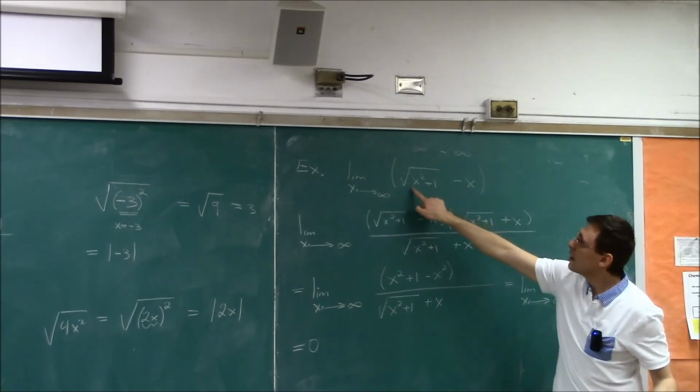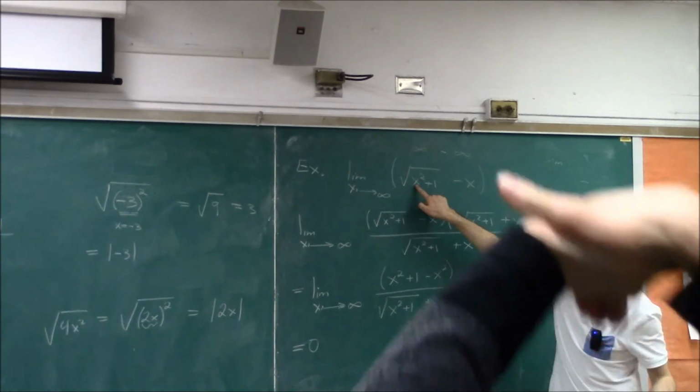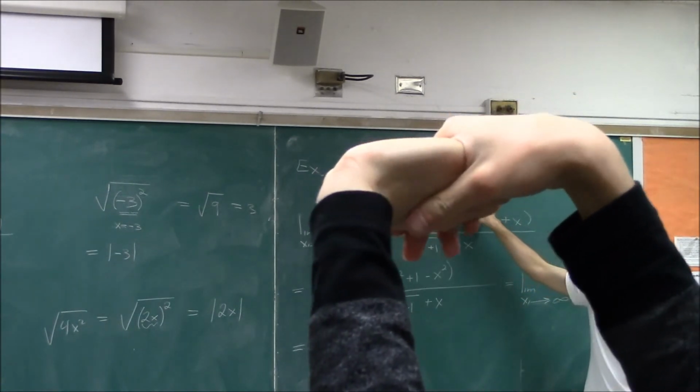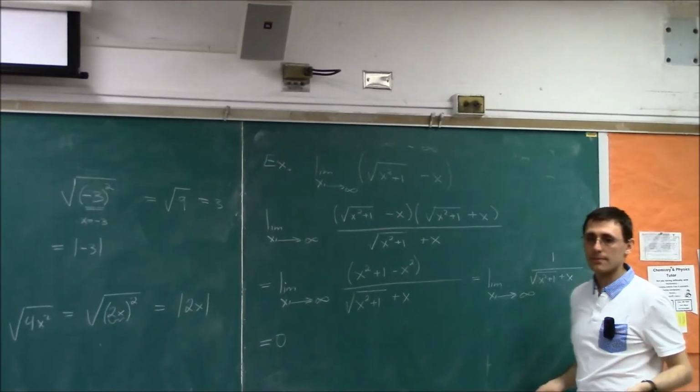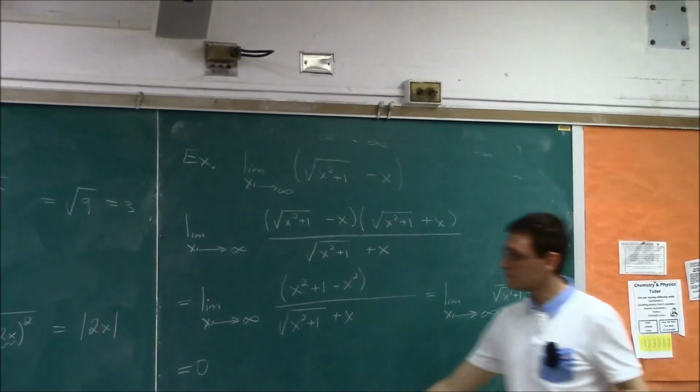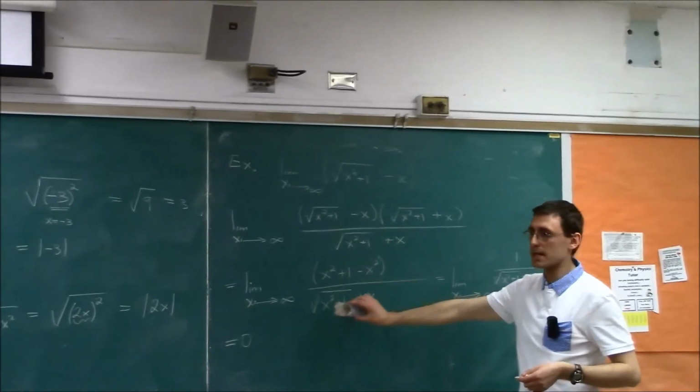But here, the rate of growth is that of root of x squared, which is the same as the rate of growth of x. So we expected a number. We expected them to be cancelled out. Okay? Be very careful with those examples.